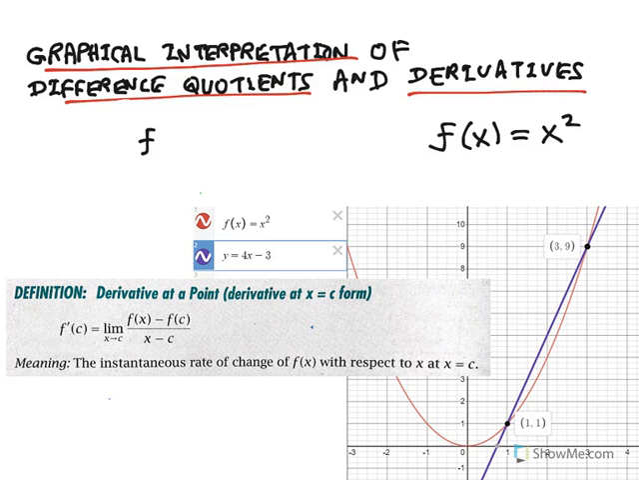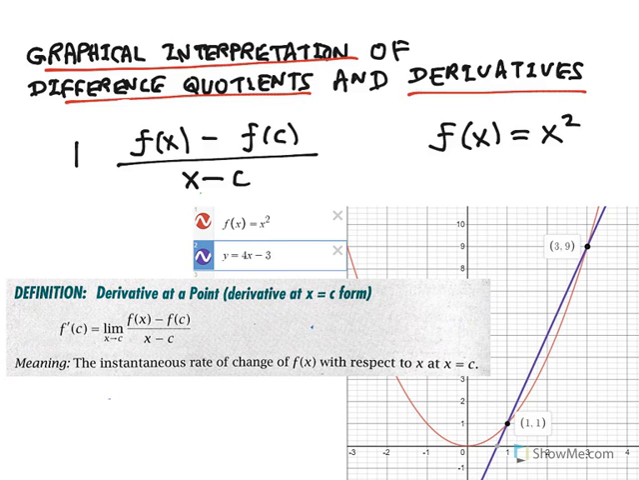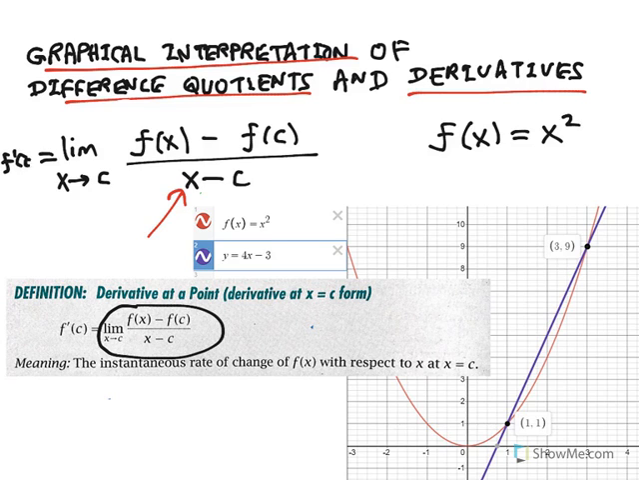So if we generalize, we could have f of c and then f of x, and the difference between f of x and f of c divided by the difference between x and c. This is a difference quotient, and we can take the limit of this difference quotient as x gets closer to c. And this is the definition of the derivative of the function f at x is equal to c. We notate that f prime of c.